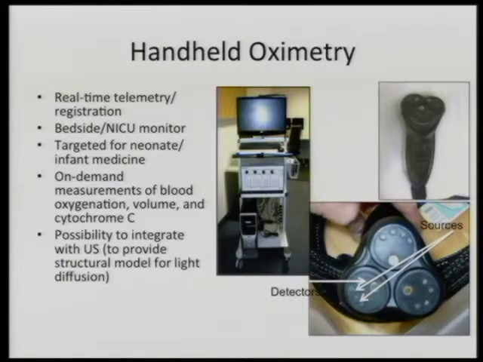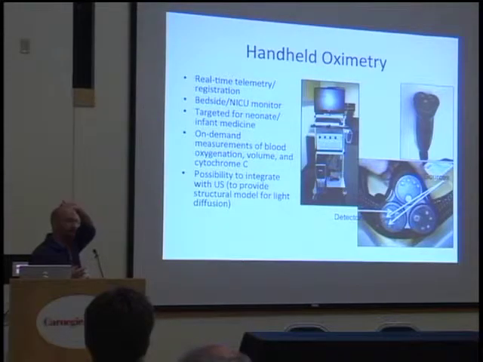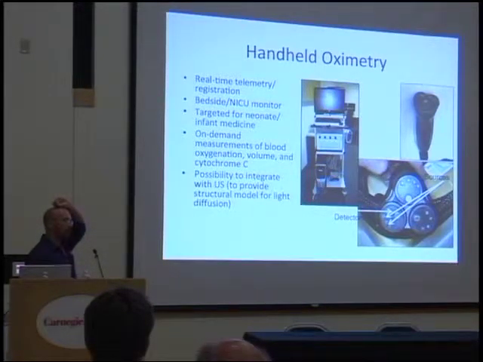And the advantage is that the men's razor actually contours around the head very nicely, so it keeps the contact with the skin. And so we're building this right now as a neonate handheld monitor that we'd be able to bring into the NICU or right after childbirth, move around the head and actually do a measurement of brain blood flow and oximetry. In theory, we could also get cytochrome C, one of these redox proteins.